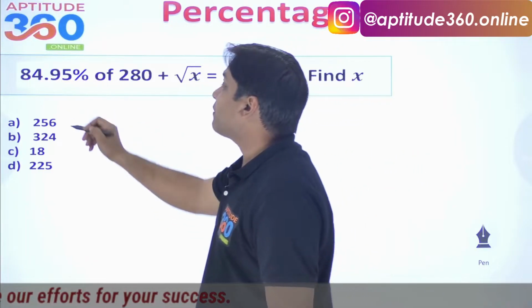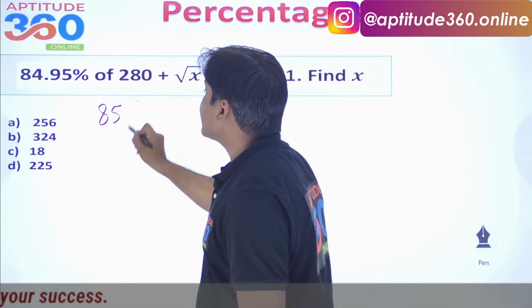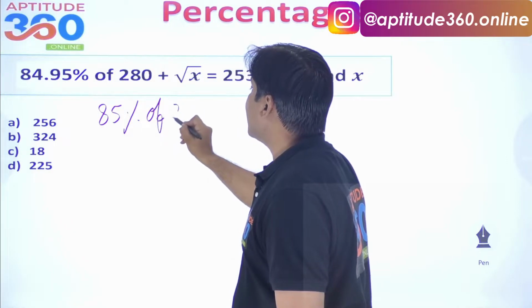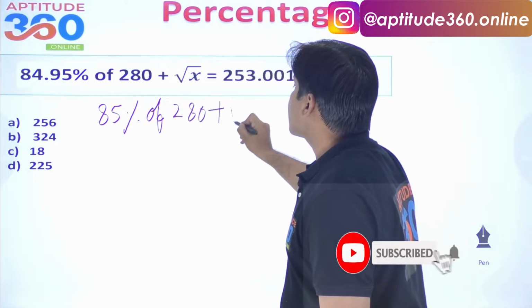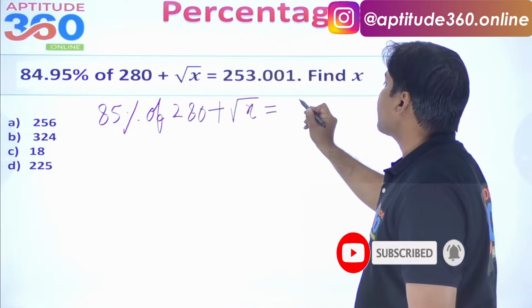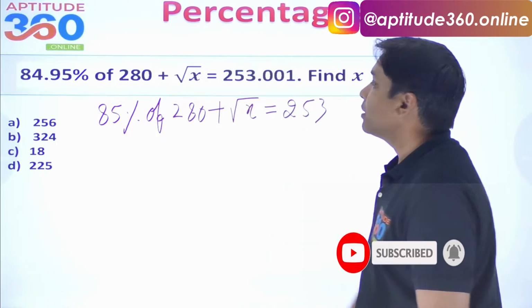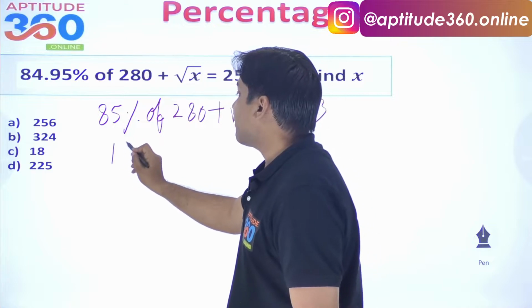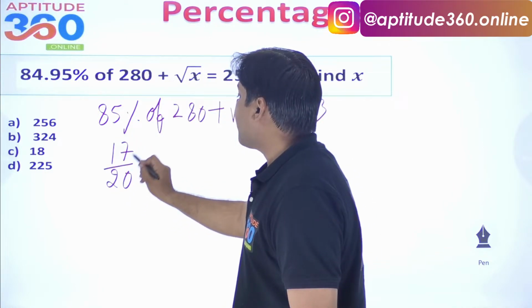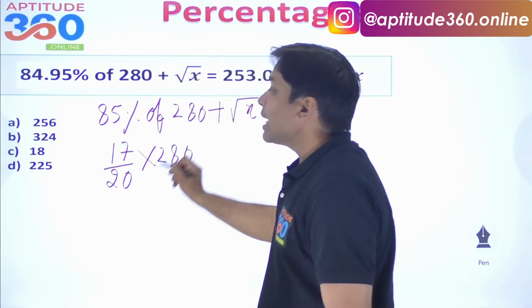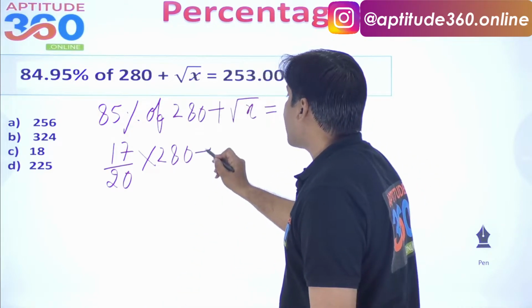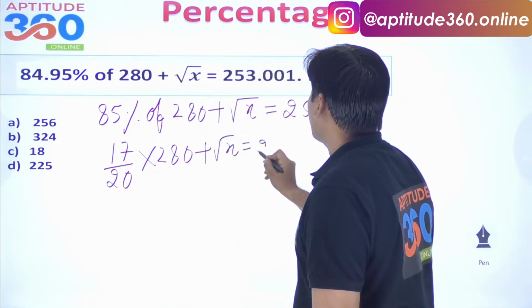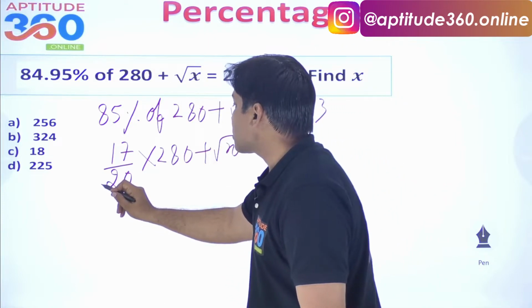Like, what can we write 84.50 as? We can write it as 85% of 280 plus this value, and I can write this as 253.001. Discard that. Now 85% is what? 17 by 20. Now you understand why I am writing 17 by 20? Because this is 85 upon 100 plus under root of x. That value is 253. Now simplify this thing.